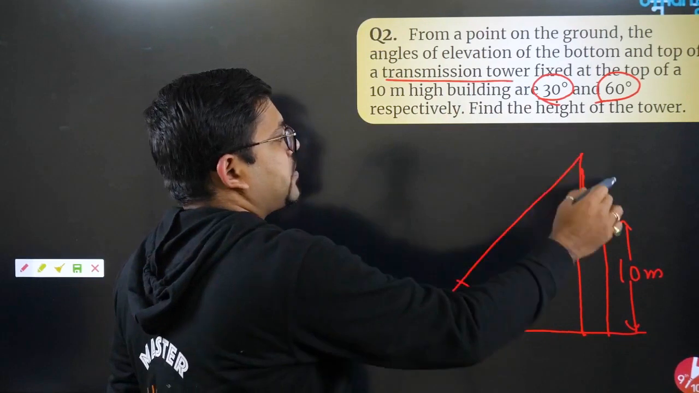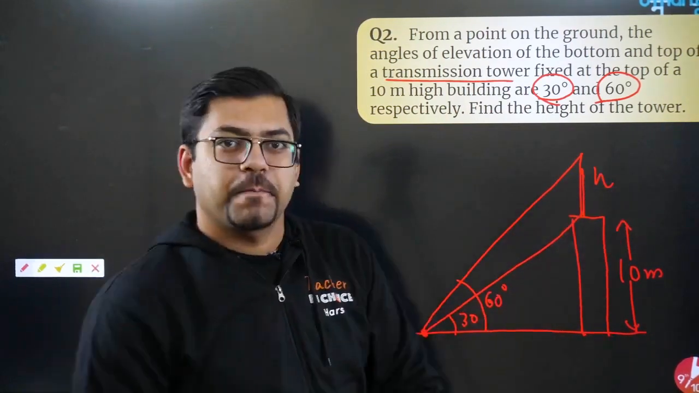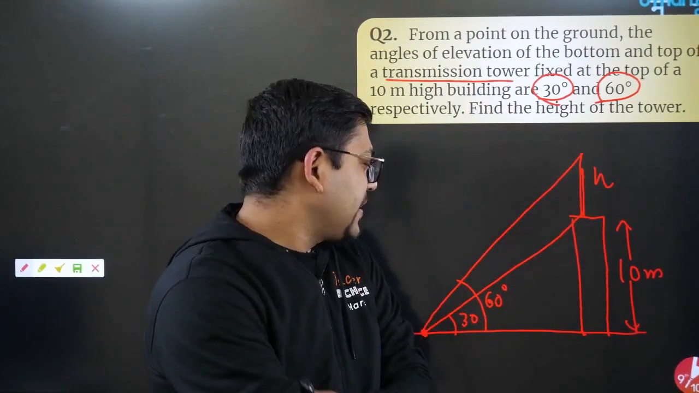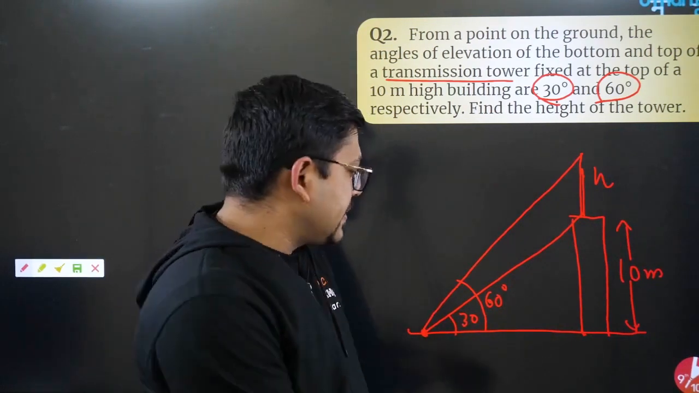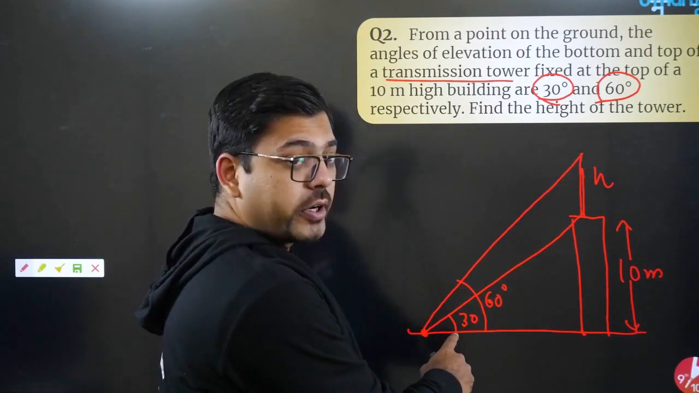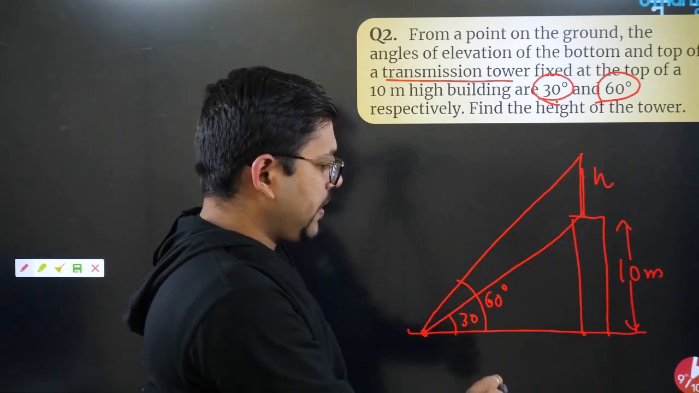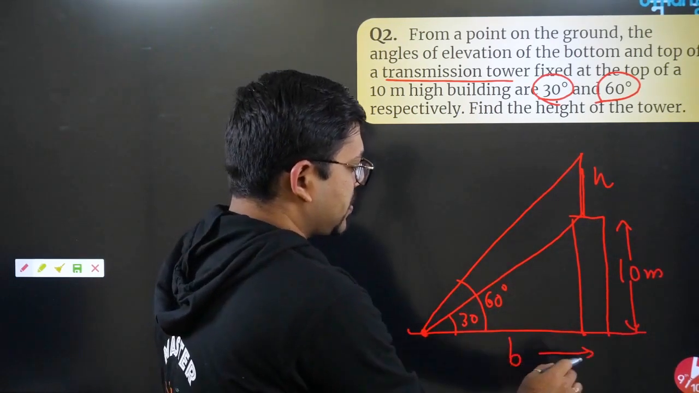Transmission tower. Yes, transmission tower. So you have to find this height. Chalo, let's do that. First of all, apply this trigonometry here. 30 degree. So tan 30 is perpendicular upon base. I don't know this base. Let's assume this base to be B.